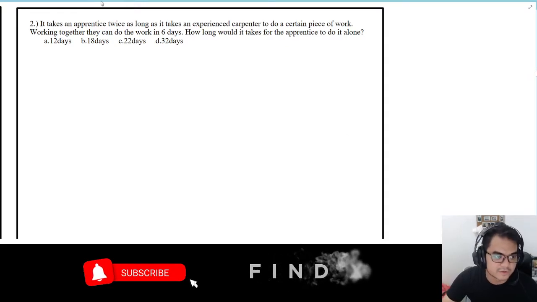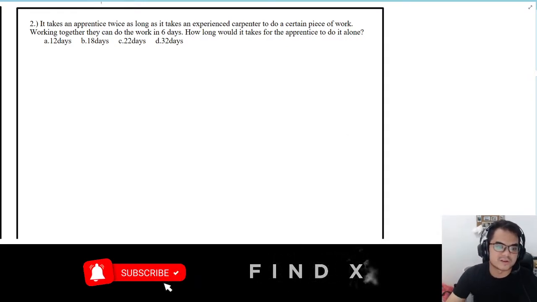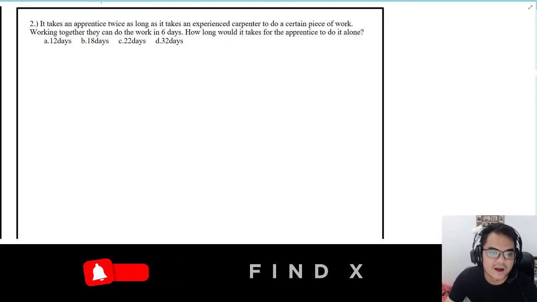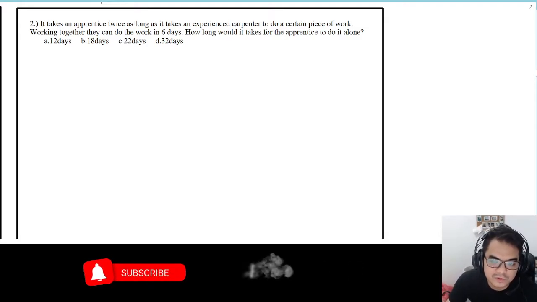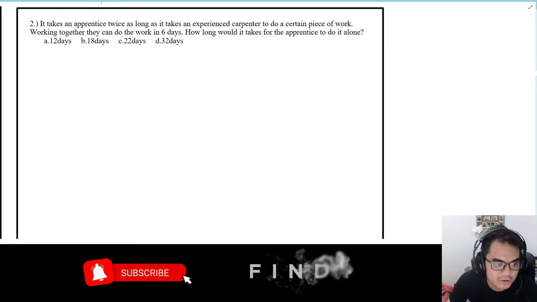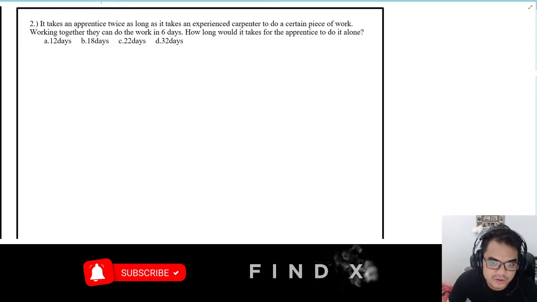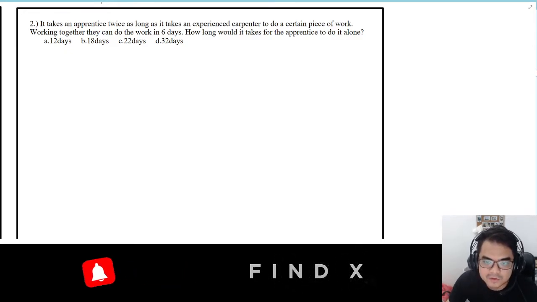The next number says it takes an apprentice twice as long as it takes an experienced carpenter to do a certain piece of work. Working together, they can do the work in 6 days. How long would it take for the apprentice to do it alone?